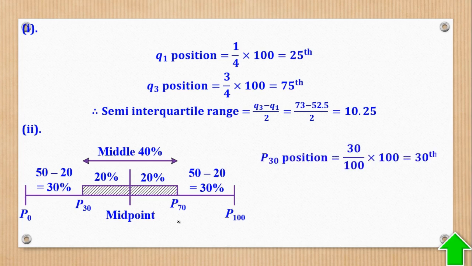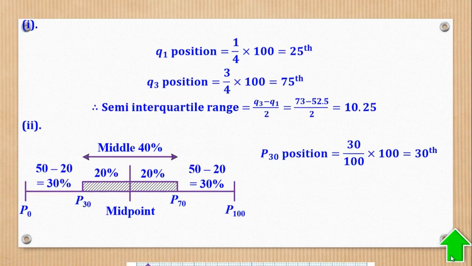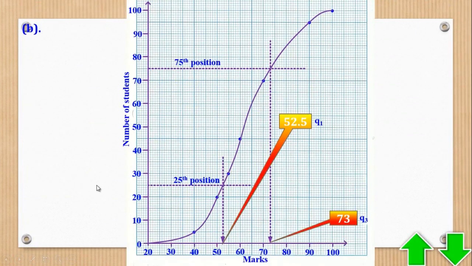Now that we know that, we have to first get the position. So the 30th percentile position is 30 over 100 times 100, where this 100 is the total frequency, to give you 30. So I'll come back here and locate my 30th position. Then drop a perpendicular to read off the value. So read off that value, and that will be your P30.